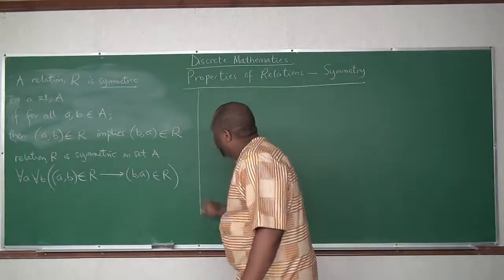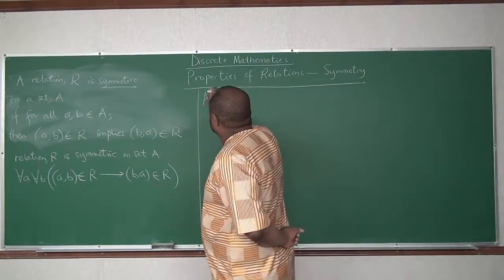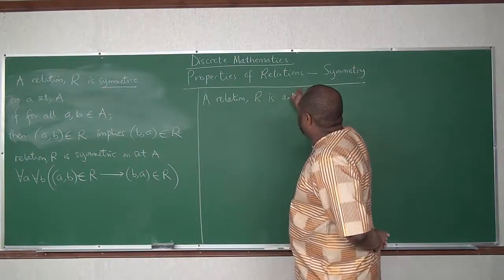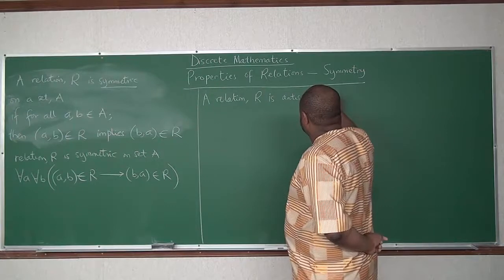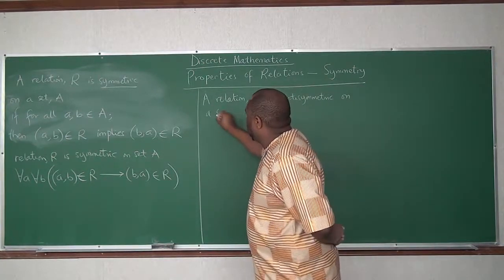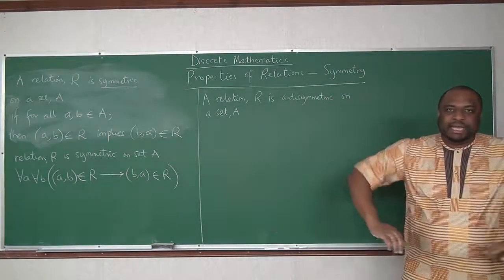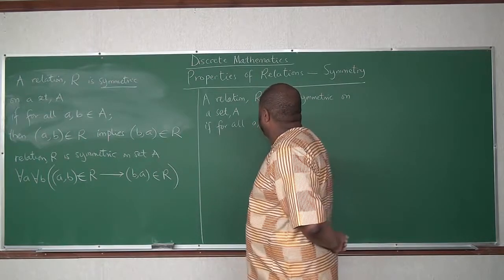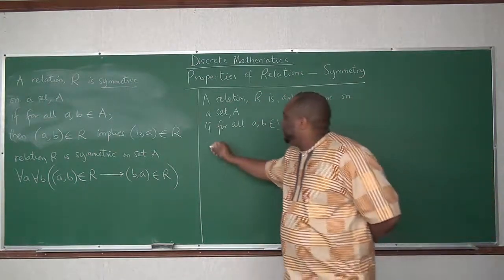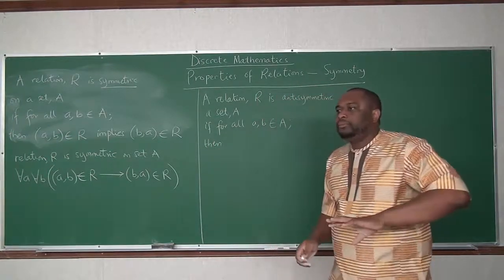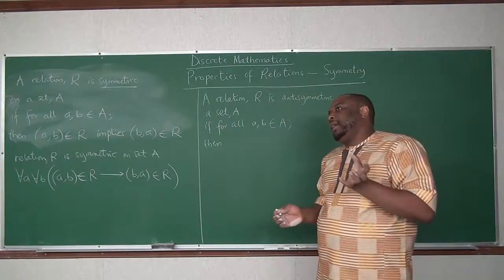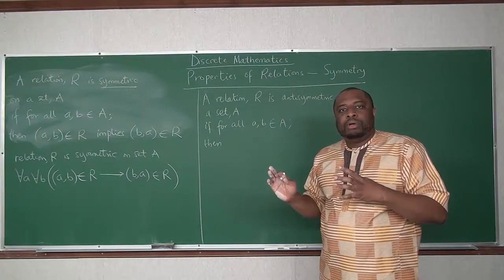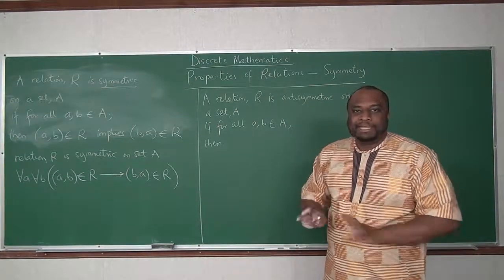So let's say we say that a relation R is antisymmetric on a set A if for all A, B elements of the set A, then AB is an element of R and BA is an element of R will only occur if A is equal to B. That implies that A is equal to B.